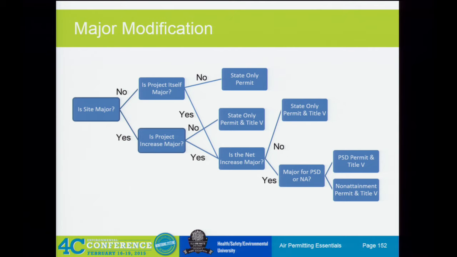And Title V is based on the site PTE, and it's determined regardless of the project. If you're operating a major source, so your entire facility is above that major source threshold, then you automatically have to get a Title V permit. So a PTE for a boiler would be operating at 100% capacity for 24 hours a day. That's right. That's how you permit.